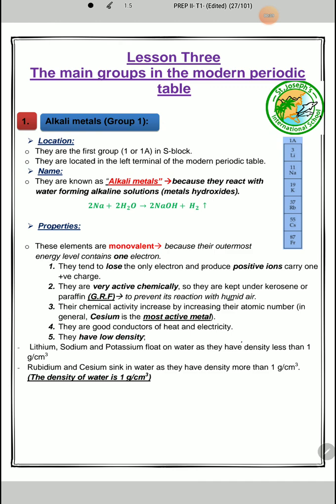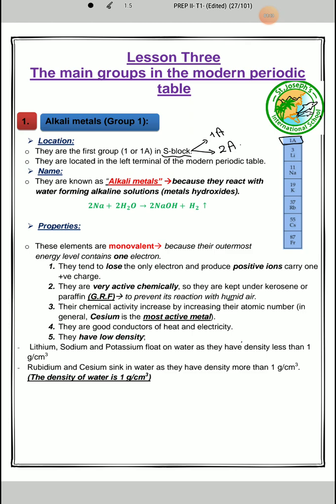أول حاجة the alkali metals, which is group 1 or group 1A, the first group in the modern periodic table. طيب ال first group its location, it's in the S block. قلنا في lesson 1 إن ال S block it has two groups, 1A and 2A, and it's on the left side in the modern periodic table. يبقى اللوكيشن هو في الاس block on the left side of the modern periodic table.